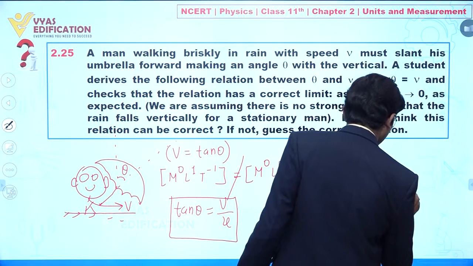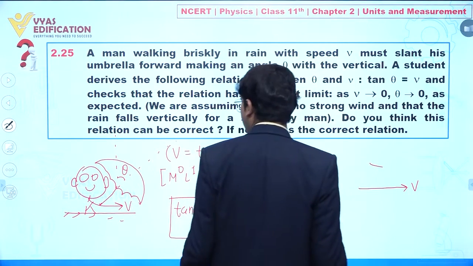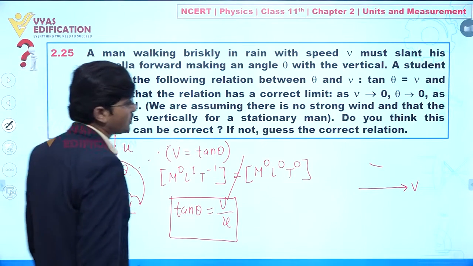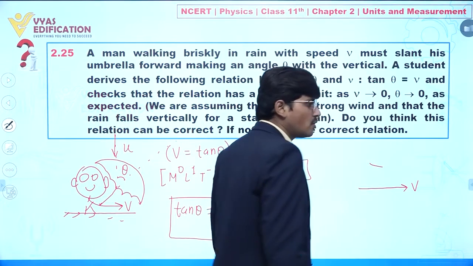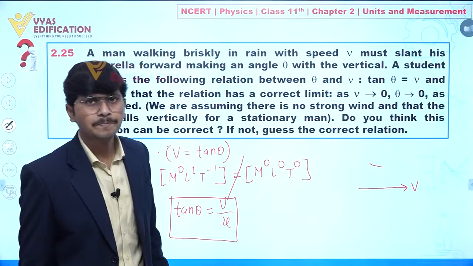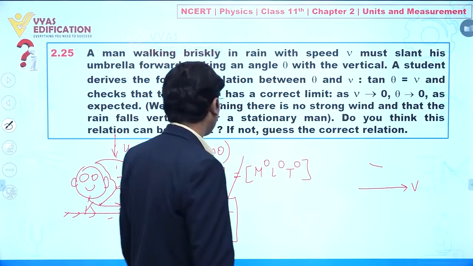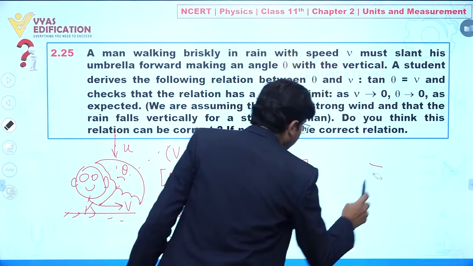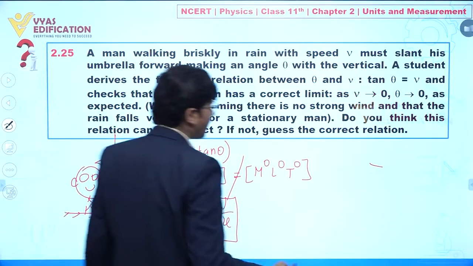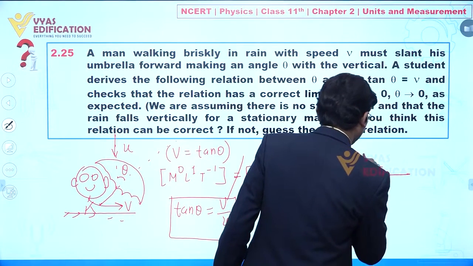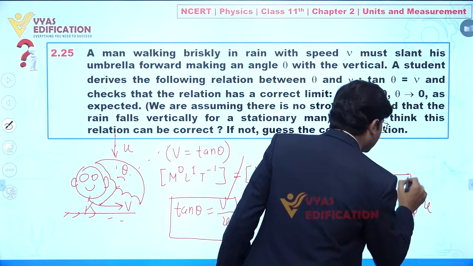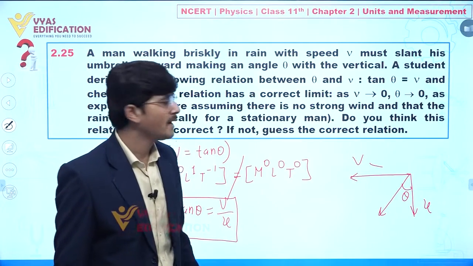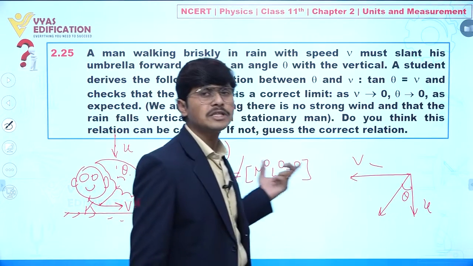You can also understand this situation like this. You can see this person is going in this direction, and rain is coming in a vertically downward direction with velocity u. So here we will find the relative velocity. For relative velocity, how can we write here? Let's suppose this is v, this is u, and this is the resultant velocity, and definitely this rain is making an angle theta with this person.